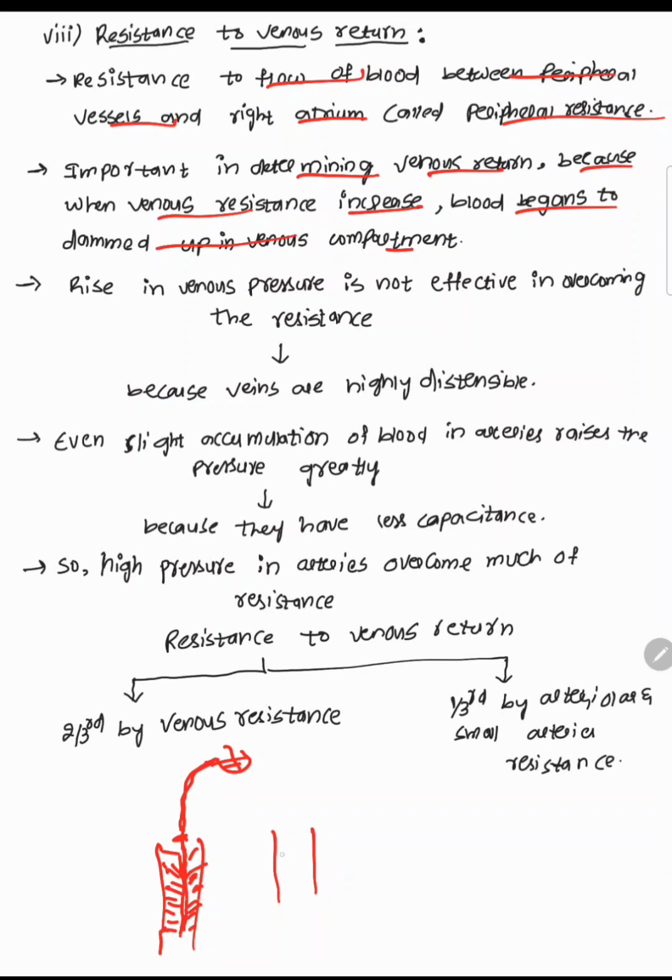When the blood dams up within the venous compartment, what does the blood do? It exerts pressure towards the walls, right? Veins get greater pressure. It increases the pressure so that it wants to move to the heart, but there is resistance. To overcome the resistance, it exerts a pressure, but the pressure is very little, such that it cannot overcome the resistance. See, that is the explanation. Rise in venous pressure is not effective in overcoming the resistance.